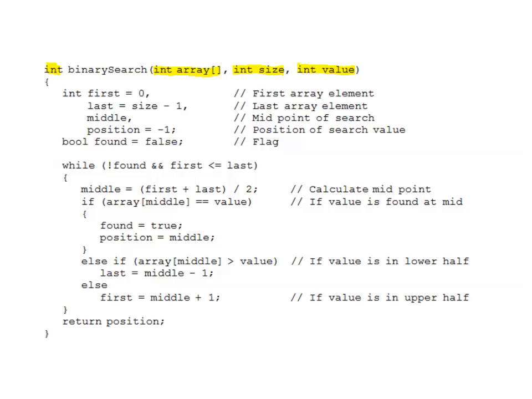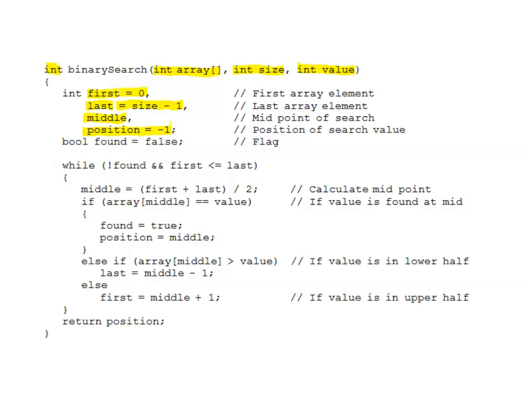Let's look at the local variables. There is a variable named first and a variable named last. These variables will hold the subscripts of the first and last elements in the part of the array that we are searching. When the function is first called, we want to search the entire array, 0 through the last element of the array. So we initialize first with 0, and we initialize last with size - 1. The middle variable will hold the subscript of the element in the middle of the part of the array we're searching, and the position variable, we initialize that at -1.